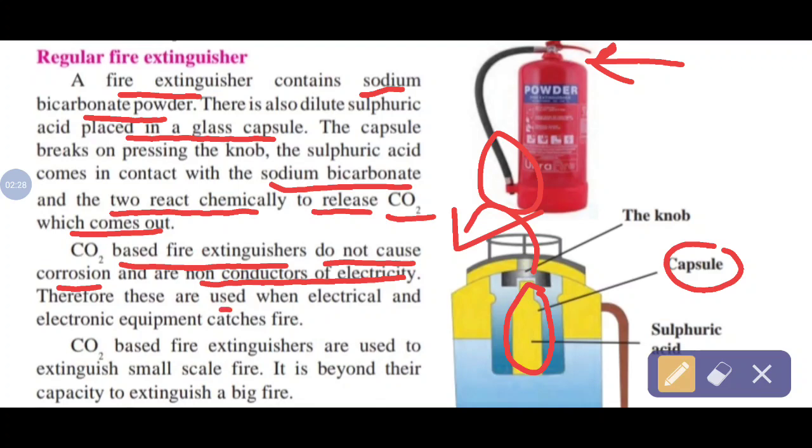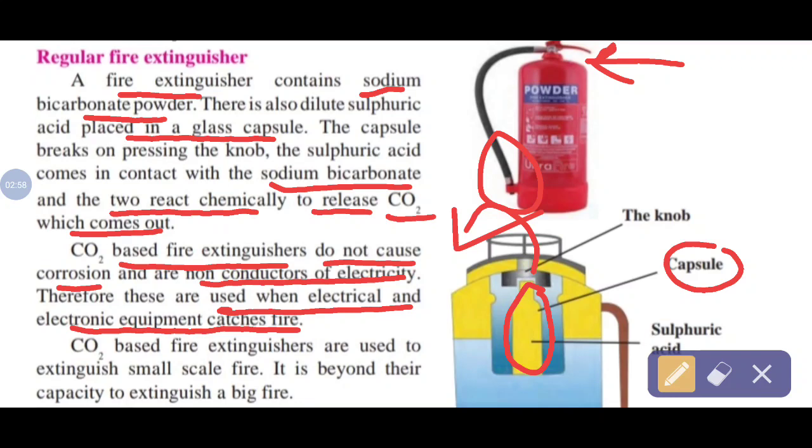So the first one: use when electrical and electronic equipment catches fire. Why? Because carbon dioxide is a non-conductor of electricity. Electric current is not passing through this carbon dioxide gas, and that's why this carbon dioxide based fire extinguisher is used when electrical and electronic equipment catches fire.